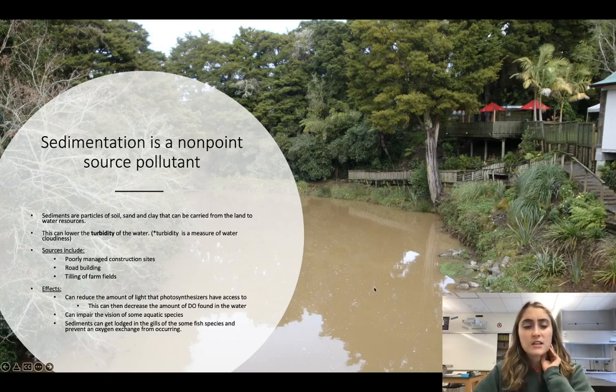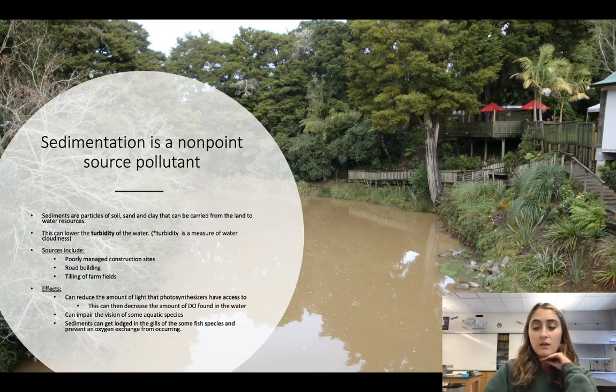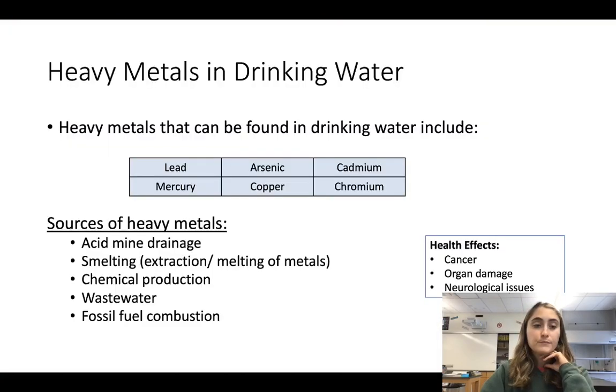It also changes the vision of some aquatic species. So if species need to be able to see in clear water to see their predators or their prey, this could disrupt that and in turn disrupt food webs. And then, of course, if there's a lot of loose sediments and those sediments are getting lodged in the gills of fish, it could potentially disrupt their ability to exchange oxygen and water.